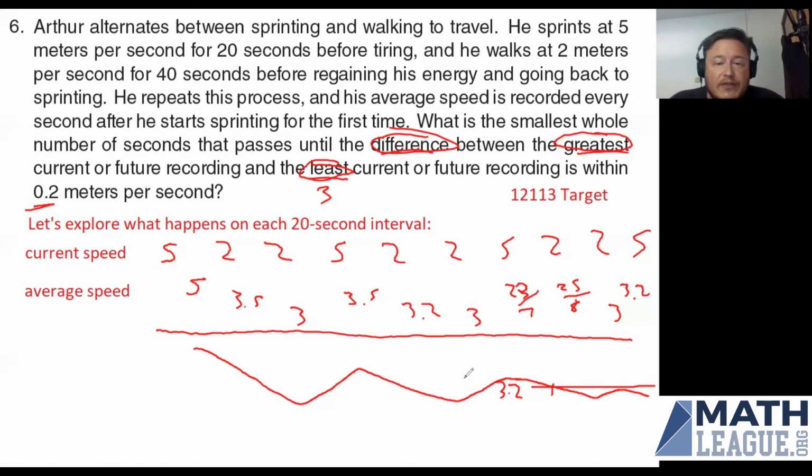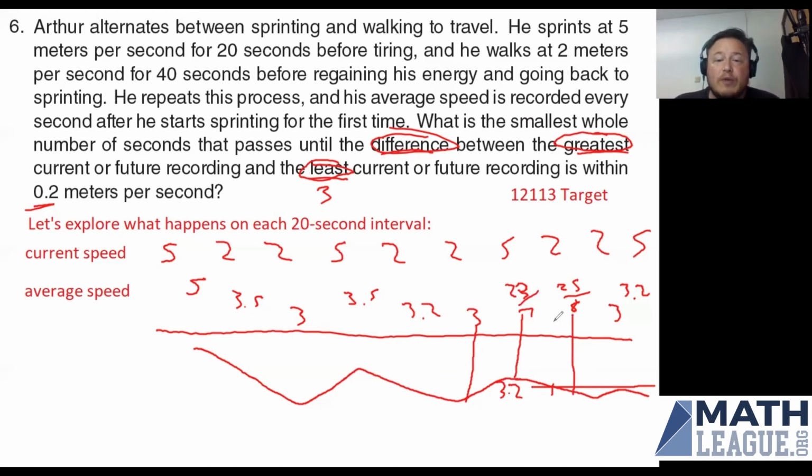So at the end of the 2nd minute, we were down here. At the end of 140 seconds, we were at this peak, which is 23/7. And 23/7, if you work it out, is about 3.28, because that's what 3 2/7 is. After 160 seconds, we're at 25/8, which is 3.125. So that's going to be somewhere in here.